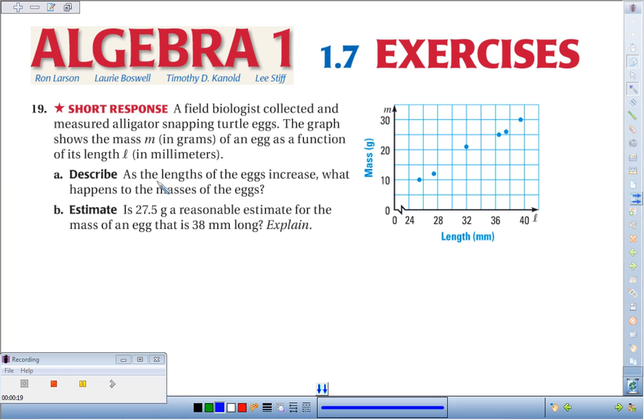So the description, what happens to the masses of the eggs? The masses increase. Kind of makes sense. The longer the egg, you might think the more it's going to weigh.